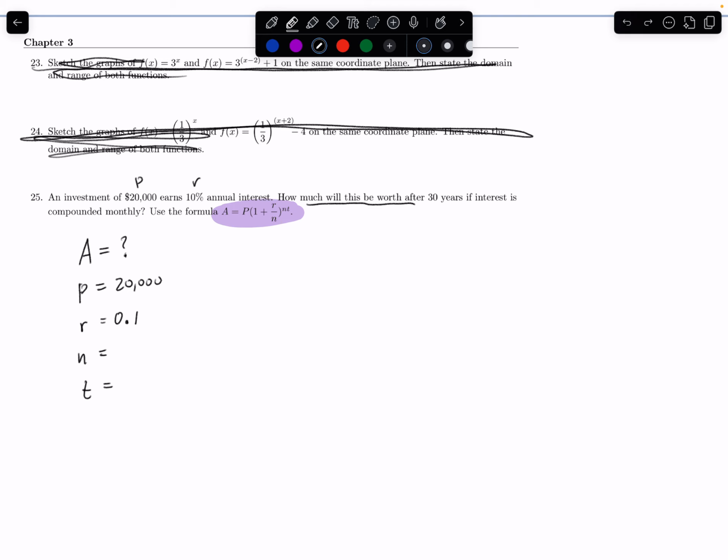N is the rate of compounding per year. So this is monthly in this case. This is your N. So N would be 12. And then for 30 years means this T is 30. Remember, T is always in terms of years for this compound interest formula. All right, so with those variables, you're just going to punch it into your calculator.